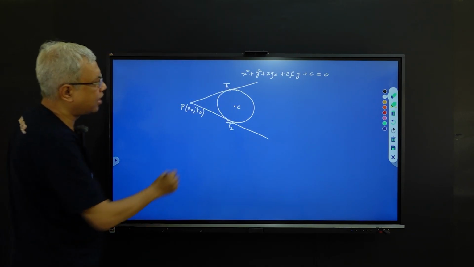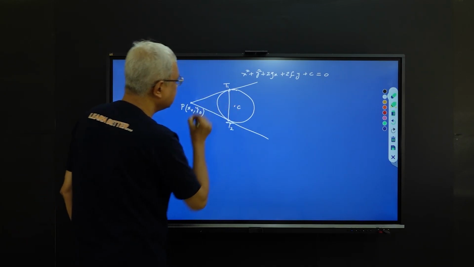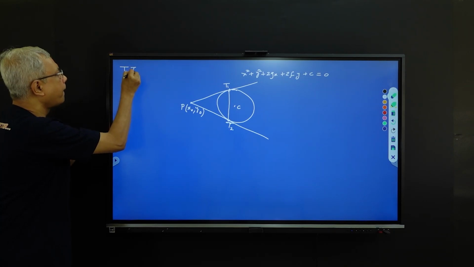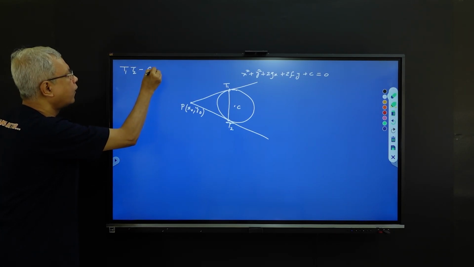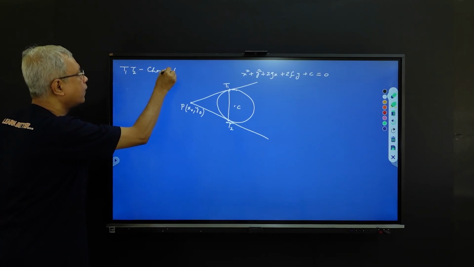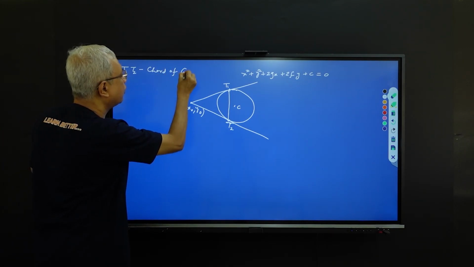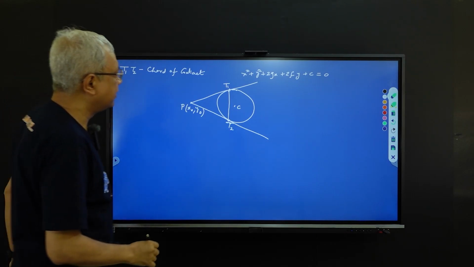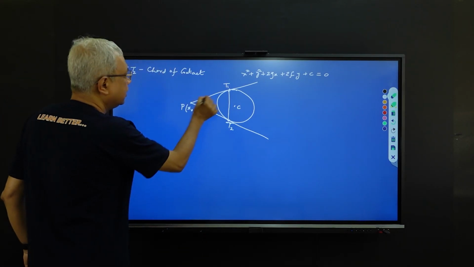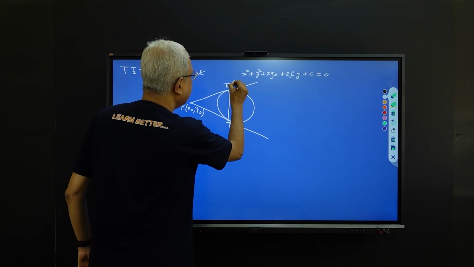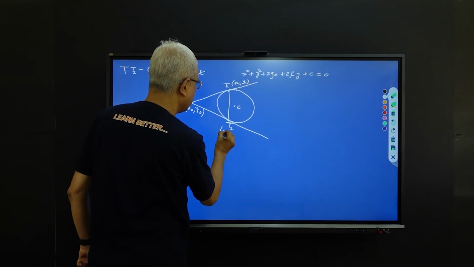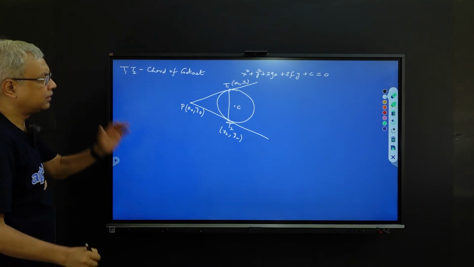Okay, now this T1 T2 line is called the chord of contact for this circle. Now, T1 T2's coordinates, let them be x1, y1 and x2, y2. All right.